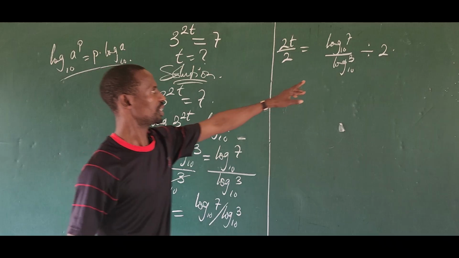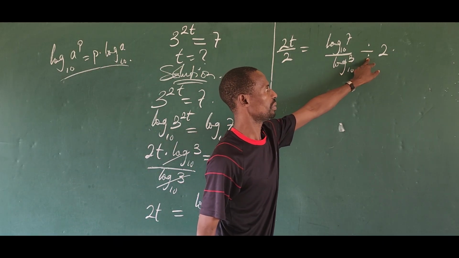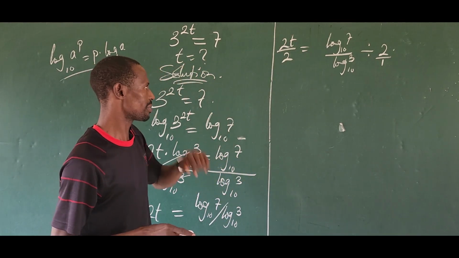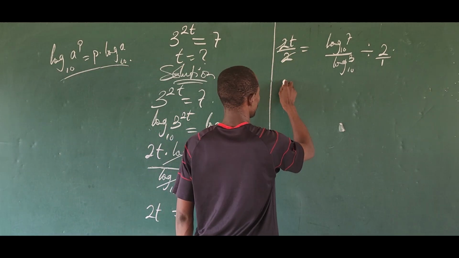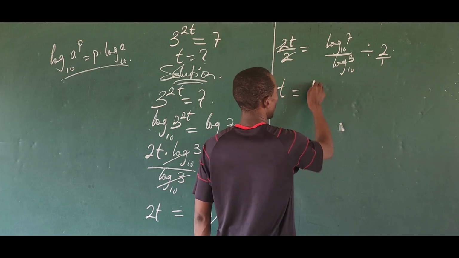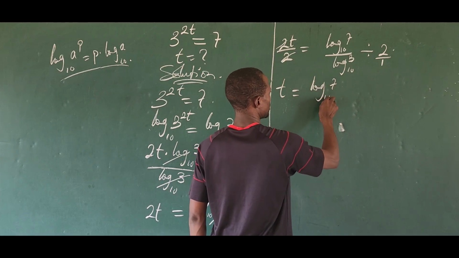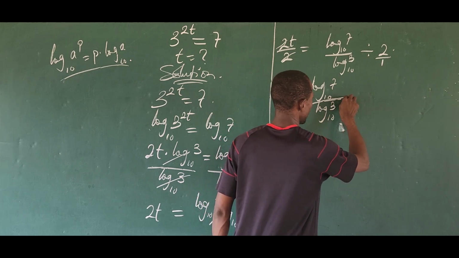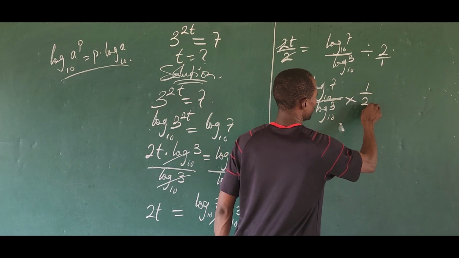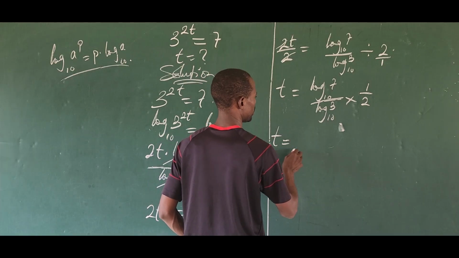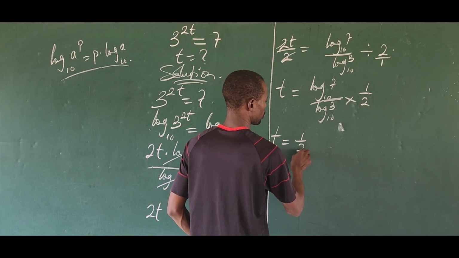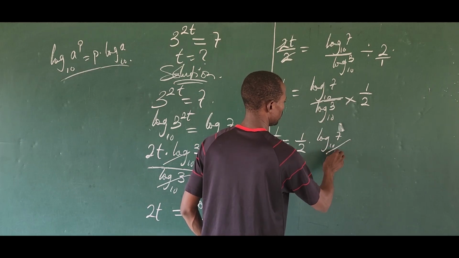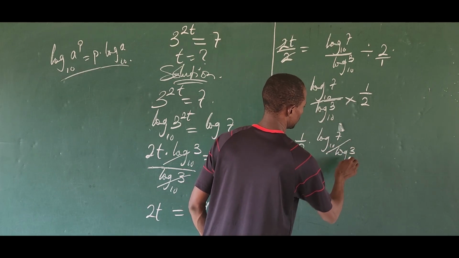So we change this to a multiplication sign. When we change it to multiplication, we have this all over 1, so the 1 goes up and the 2 comes down. So we now have t equal to log 7 base 10 all over log 3 base 10, times 1 all over 2. Rewriting this gives us 1 over 2 times log 7 base 10 all over log 3 base 10.